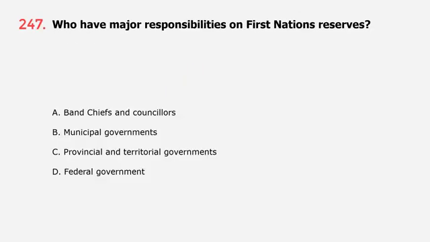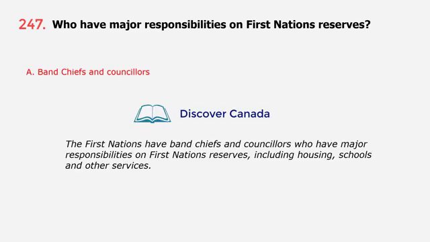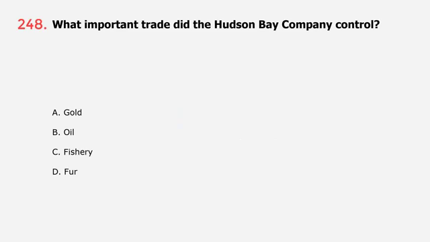Question 247. Who have major responsibilities on First Nations reserves? A. Band Chiefs and councillors. B. Municipal governments. C. Provincial and territorial governments. D. Federal government. The answer is A. Band Chiefs and councillors.